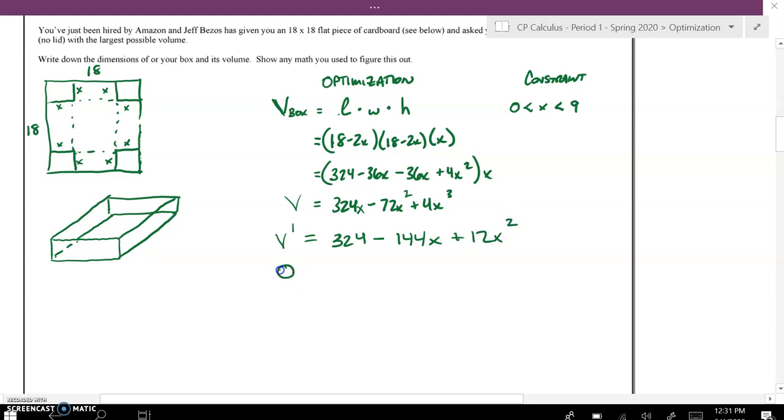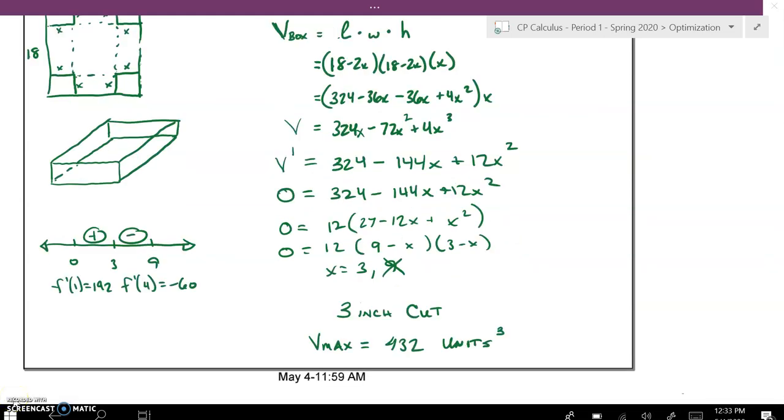To find the critical values, I take that and I set it equal to 0. I set my derivative equal to 0, and I solved it, and you'll notice that I got two answers when I solved it, and one was 3 and one was 9. Remember, we said one of our constraints was that it has to be less than 9. So 9 we know will not work here because if I cut 9 from each side, I'm ending up folding the cardboard on top of itself and it doesn't end up being a box.